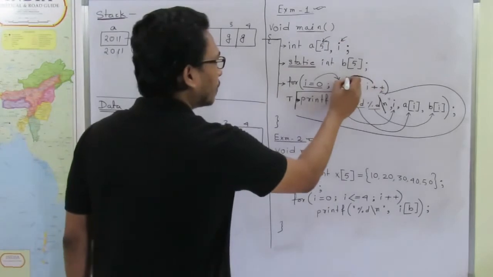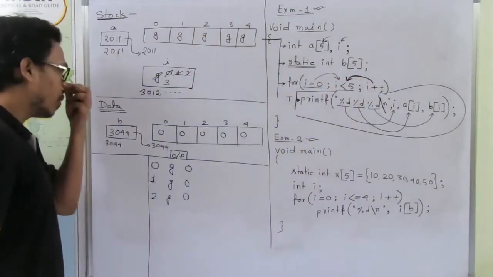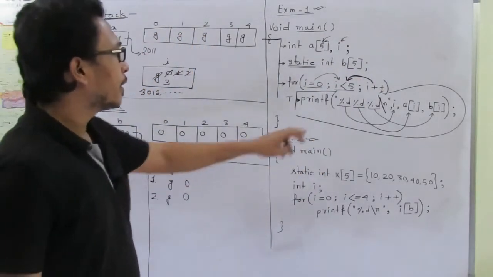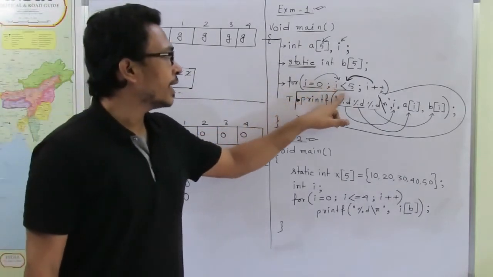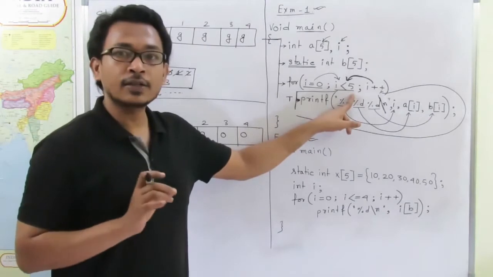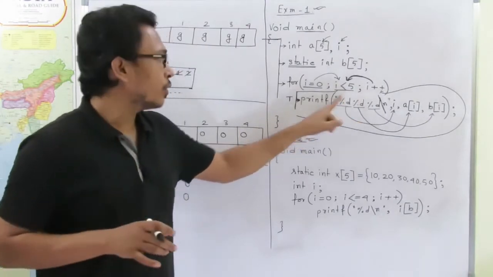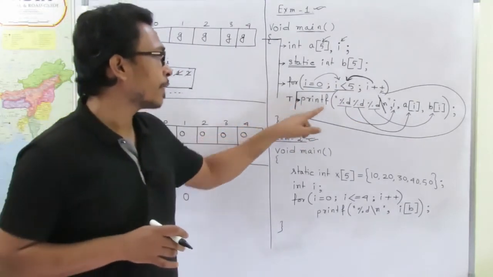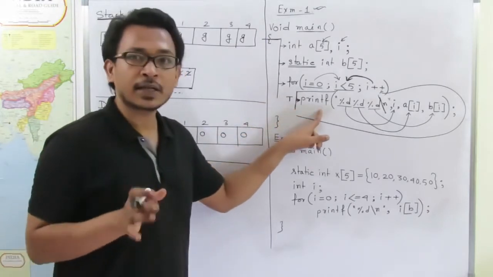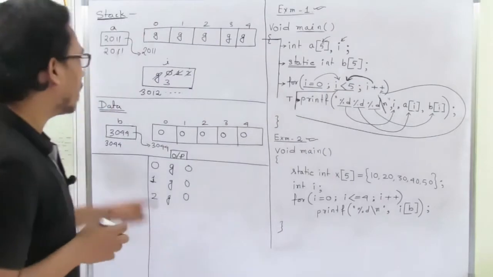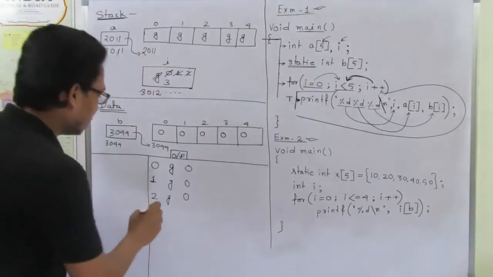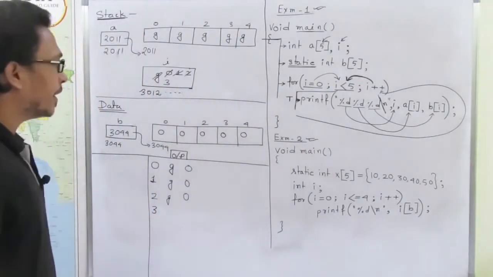Next we come to this termination condition. Now what is the value of i? The value of i now is 3. So this condition becomes 3 less than 5. So this condition again becomes true. So control will execute this printf instruction once again. So what is the value of i now? The value of i now is 3. So it will print 3.